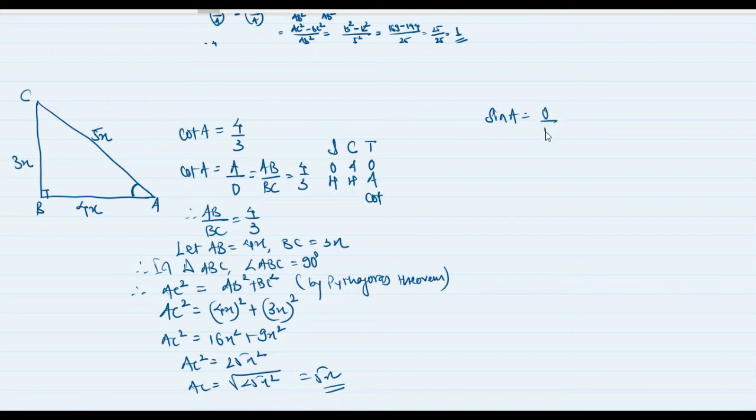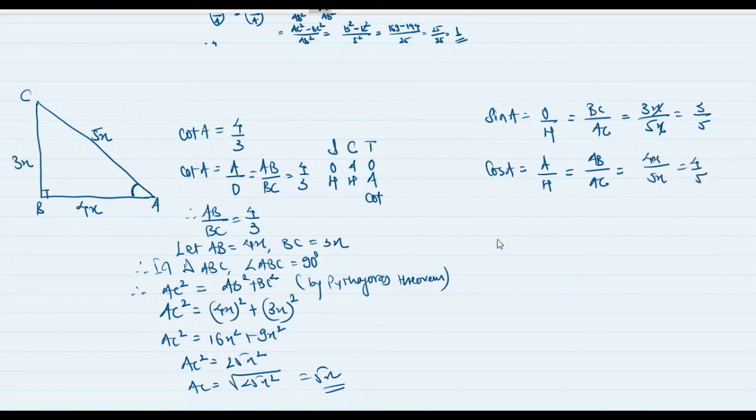So sin of angle A is opposite upon hypotenuse. So opposite is BC, hypotenuse is AC. So BC is 3x, hypotenuse is AC, which is 5x. So this is 3 by 5. Okay. Then comes cos A, which is adjacent upon hypotenuse. So the adjacent of angle A is AB upon hypotenuse AC. AB upon AC is 4x by 5x, which is 4 by 5. Okay. Tan A is equal to opposite upon adjacent. Opposite is BC, adjacent is AB. BC upon AB is 3x by 4x, which is 3 by 4.